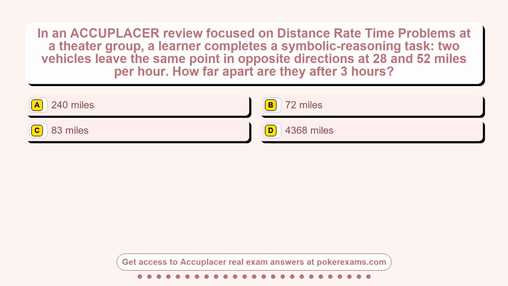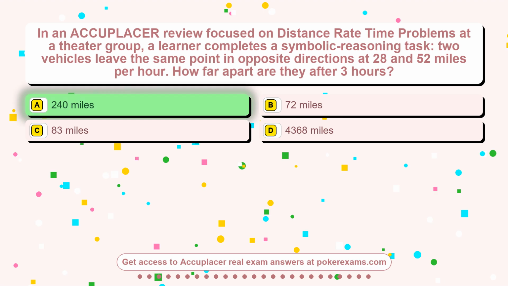Option A. Magna Carta. Option B. Articles of Confederation. Option C. Federalist No. 10. Option D. English Bill of Rights. The correct answer is option A, 240 miles.